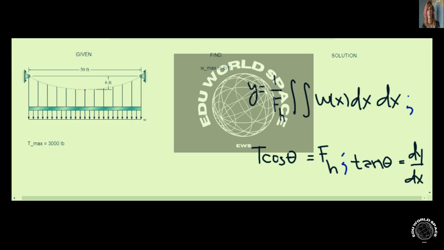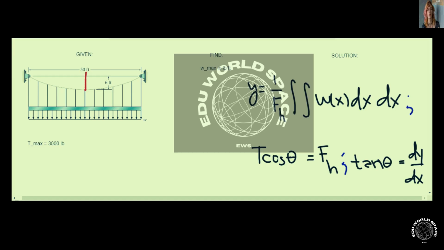The first one is the equation used to determine the curve of the cable, which is defined by y equals 1 over F sub h times the double integral of the distributed load. F sub h represents the horizontal component of the tensile force at any point along the cable. We also need to consider the equation T times cosine theta equals F sub h, as well as tangent theta equals dy/dx.